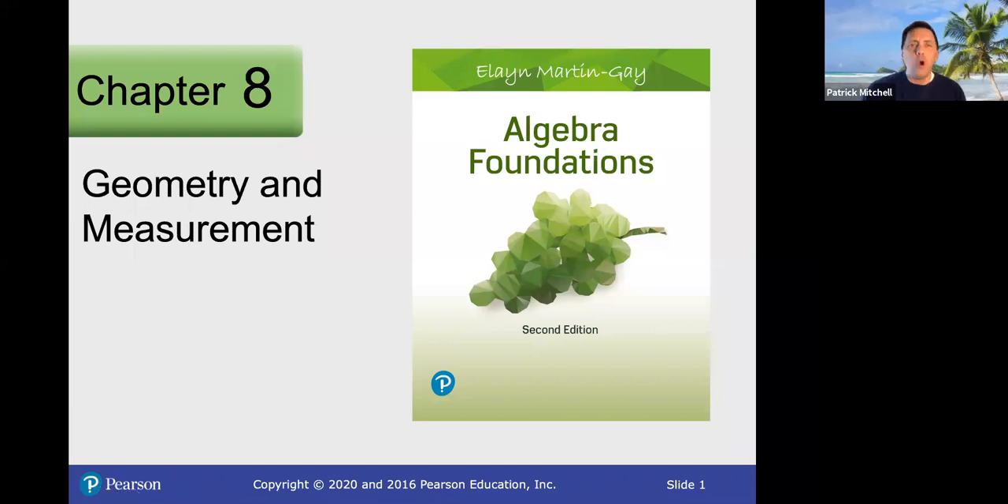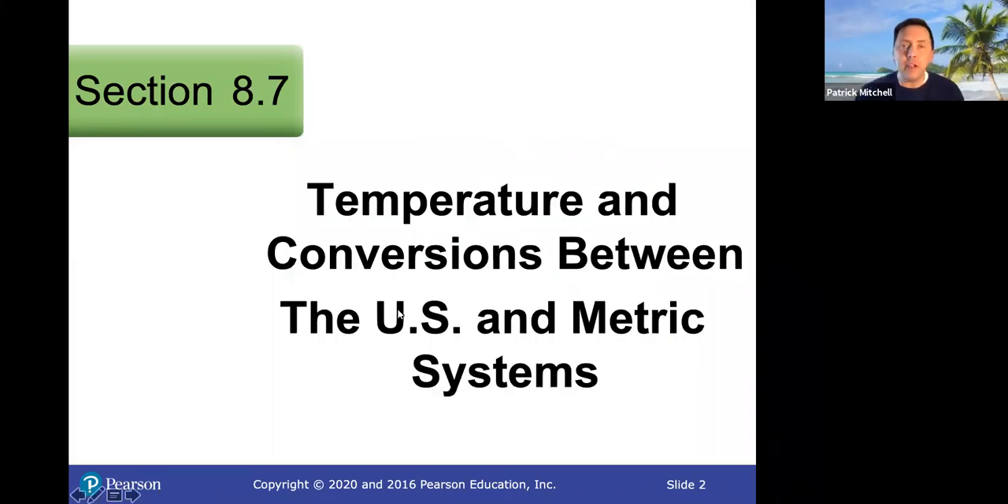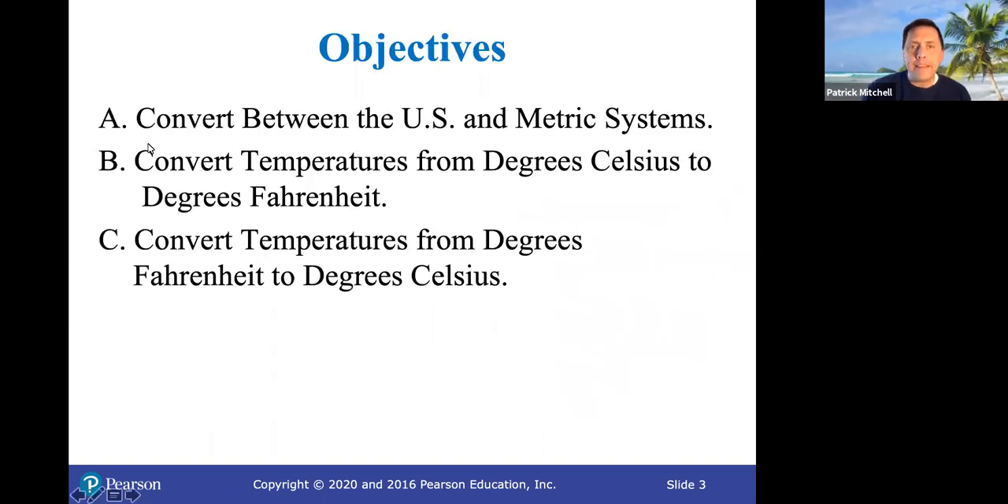We are wrapping up Chapter 8 today on geometry and measurement by talking about temperature and conversions between the US and metric systems. In previous sections, we've done conversions within the US system and within the metric system. So now we'll talk about converting back and forth between the two. And that's objective A, convert between the US and metric systems.